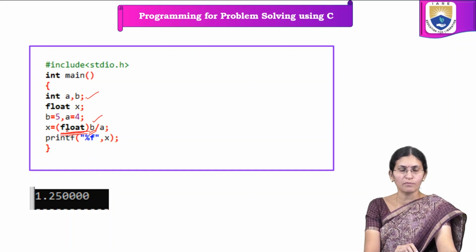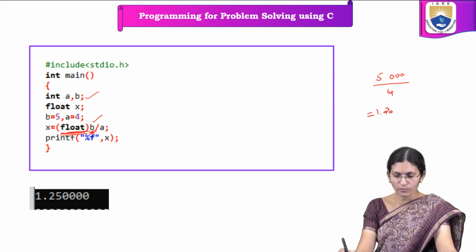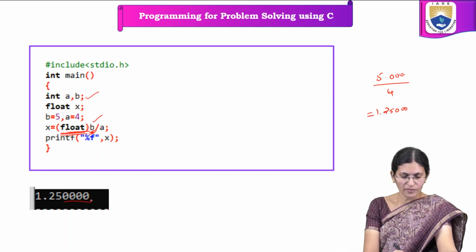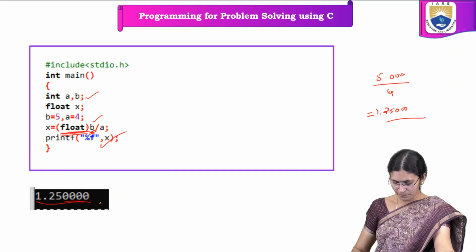This is known as typecasting inside this parenthesis. First this parenthesis will be evaluated, then this variable which is integer is converted to float. So float means 5.000000 with 6 decimal places, divided by 4. The answer of this will be 1.250000 up to these many decimal places. So if you execute this program and print the value of x, you will get this as the answer.